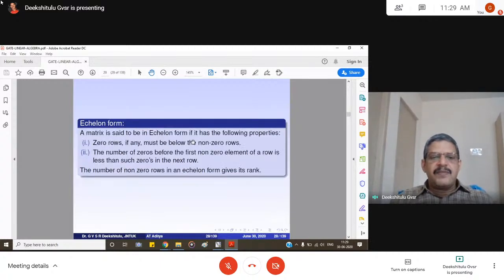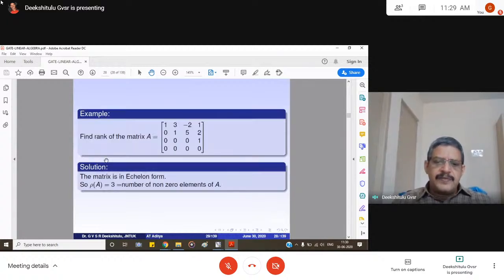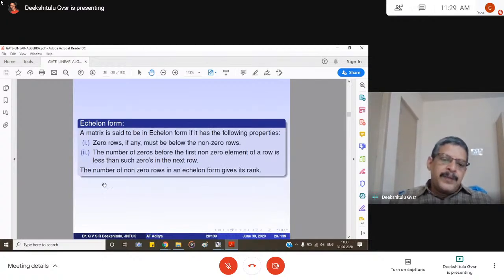The advantage of the echelon form of a matrix: when the matrix is reduced to echelon form using row transformations and column transformations, the number of non-zero rows in the echelon form gives the rank of the matrix. A very important point to find the rank of a matrix: reduce the matrix to echelon form, something like this. Then the number of non-zero rows in the echelon form gives the rank of the matrix.